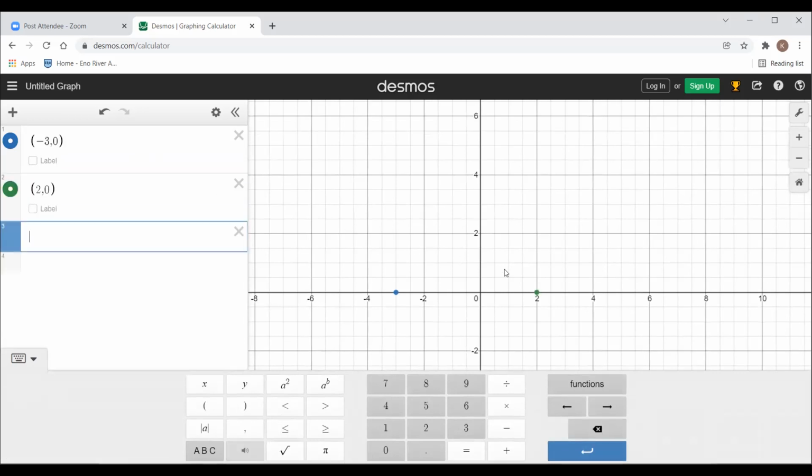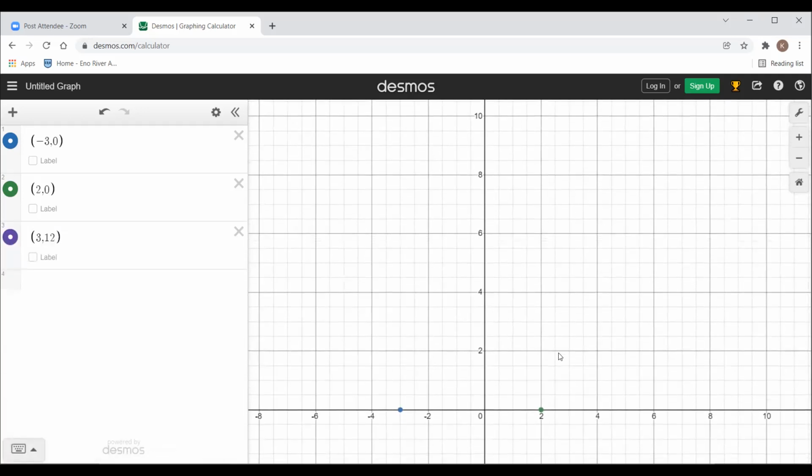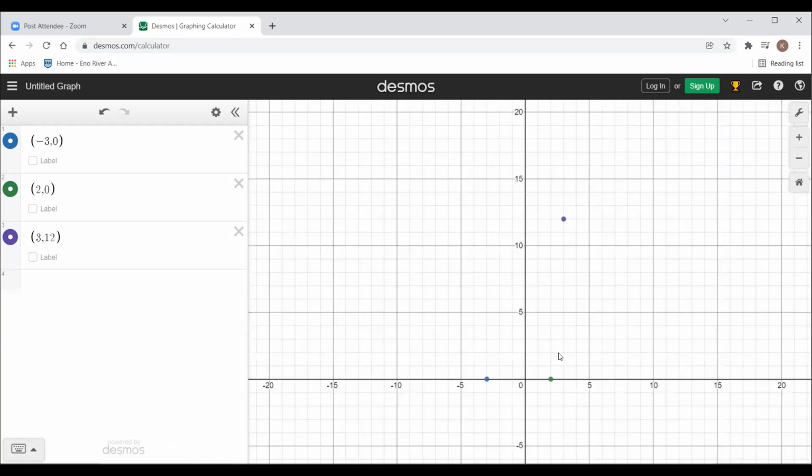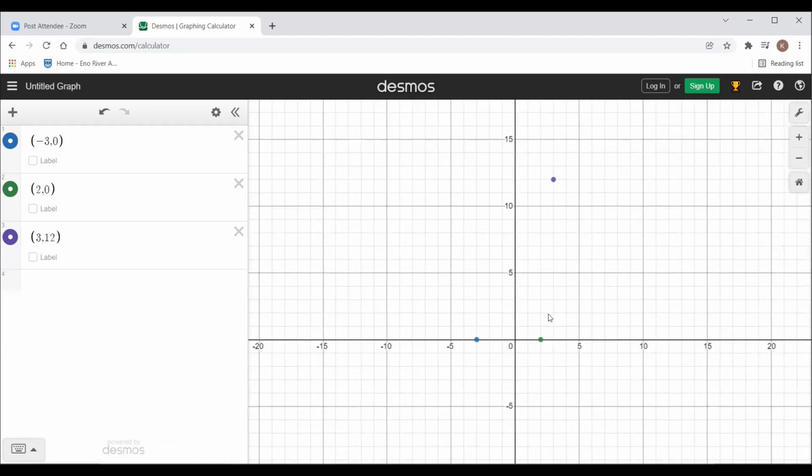So now I have a dot on Desmos at negative 3, 0 and 2, 0. Where else should I have a dot according to the problem? 3, 12. So let's get my next dot, 3, 12. Okay, this one I can't see. If you want to shrink your screen, it's just like if you were using your cell phone and zooming in or out. So I'm going to squish my fingers together. There, I can see all 3 dots: negative 3, 0, positive 2, 0, and 3, 12.